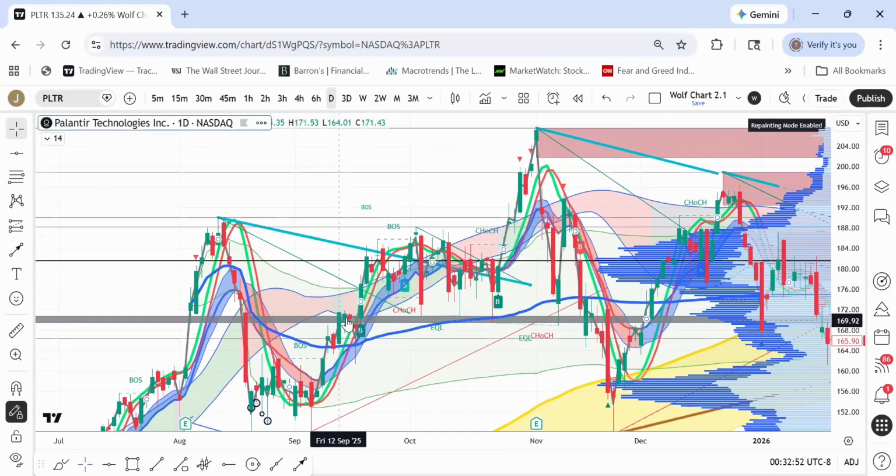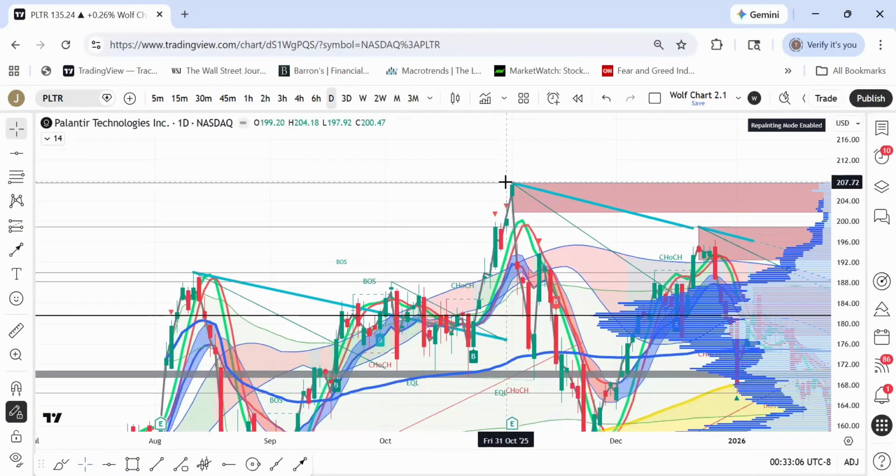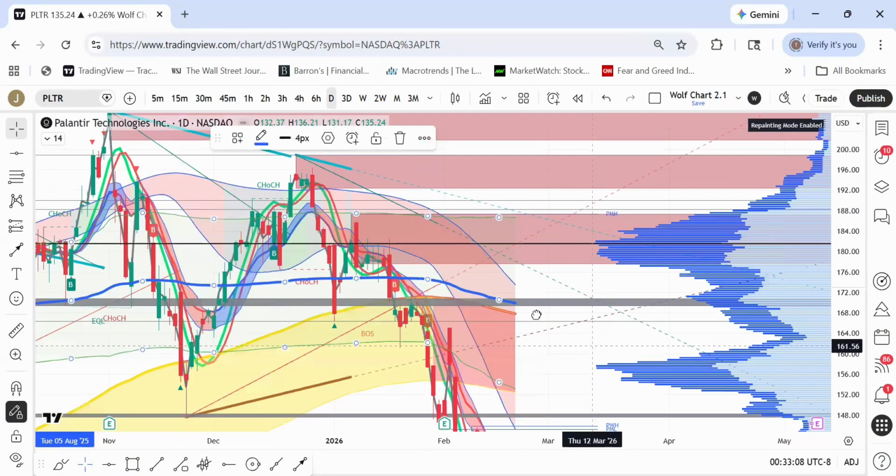As you can see, this historical resistance, once we broke it, we chopped and came down to test it, make sure this level held. It held, turned into support, turned into support again, tapped it again, just to go all the way up here to 207.